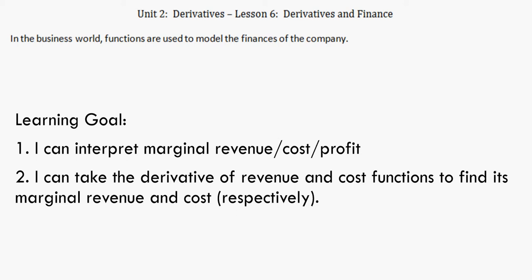In the business world, functions are used to model the finances of a company, and the key words we're going to use for this are as follows. We're going to go with revenue, cost, and profit, and we're going to look at the marginal revenue, cost, and profit. Sneak preview: marginal really means the instantaneous rate of change. So we're going to take the derivative of revenue and cost functions and find the marginal revenue. Again, the derivative will always lead to the marginal cost, marginal revenue, and marginal profit. We're going to look at that as well.